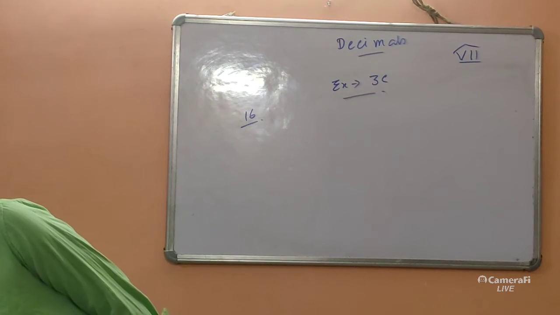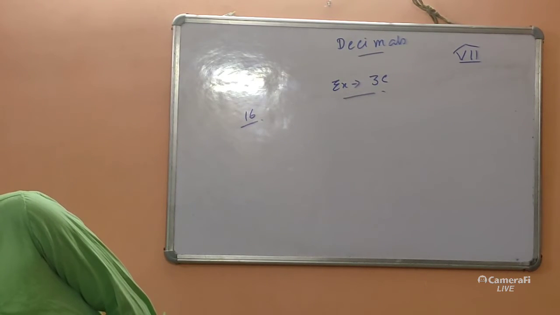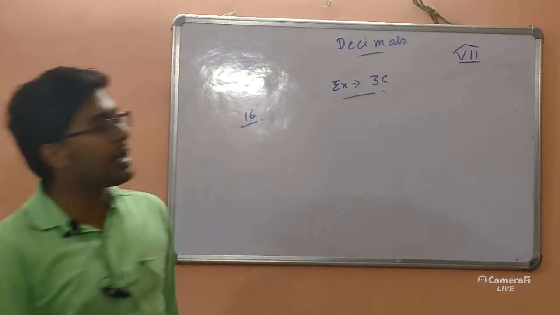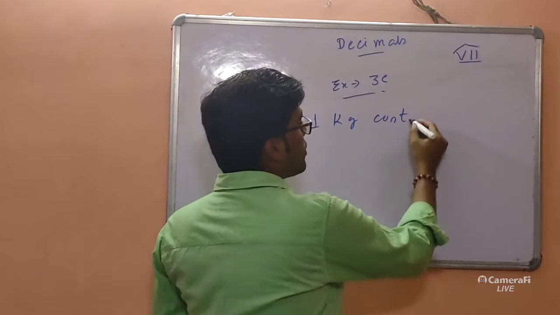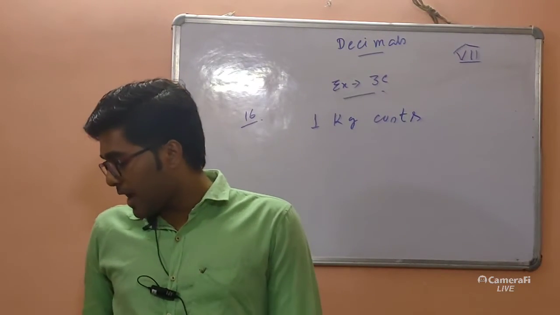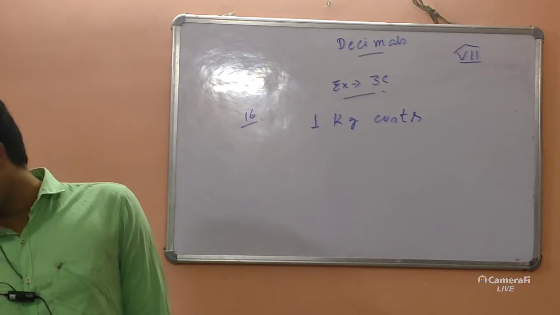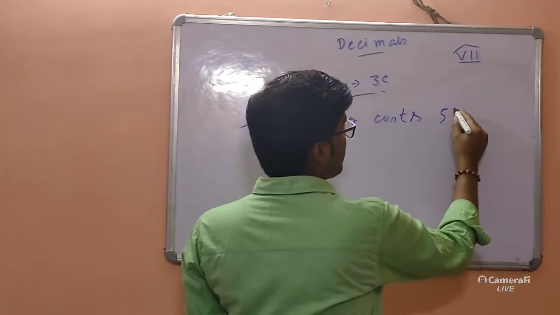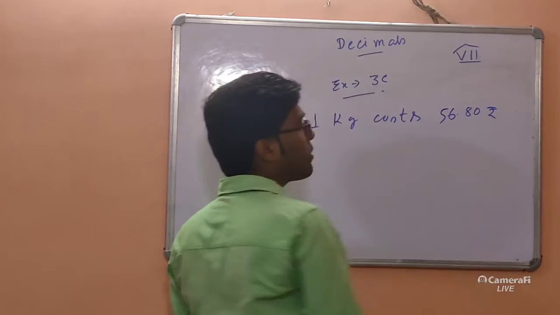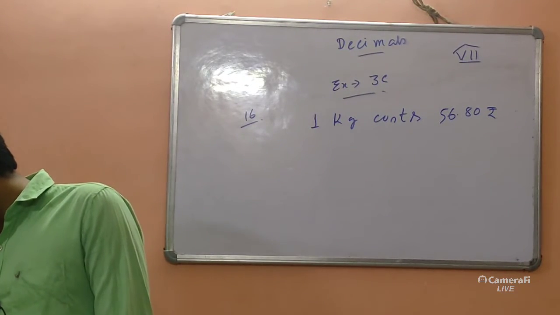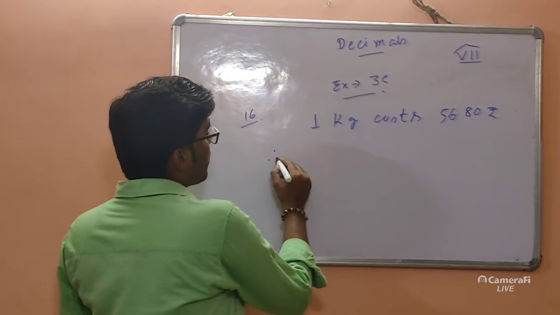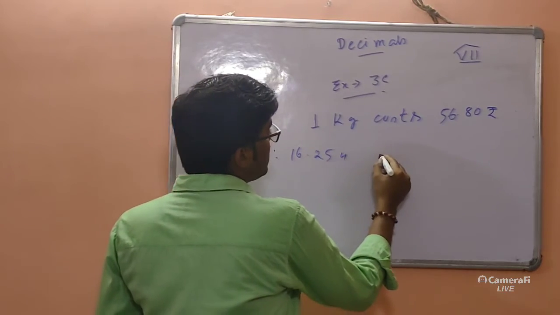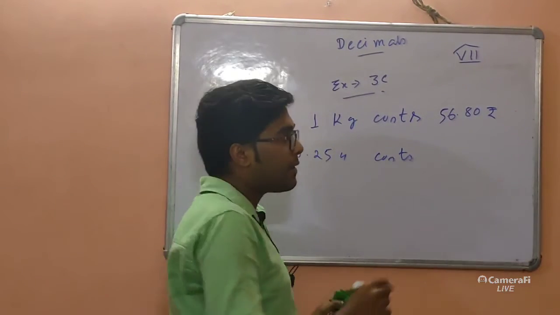Read the question. 1 kg of rice costs 56.8. What is the cost of 16.25 kg of rice? So 1 kg of rice will cost how much? 56.8 rupees. Okay, that is the cost of 1 kg. Therefore 16.25 kg costs, so again it will be multiply, right?